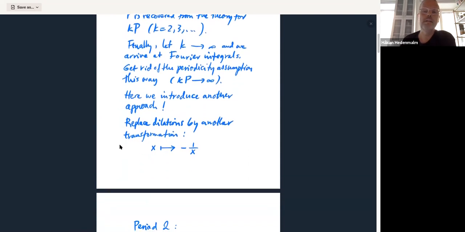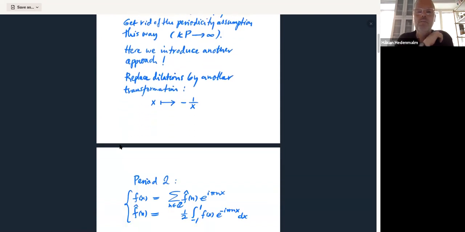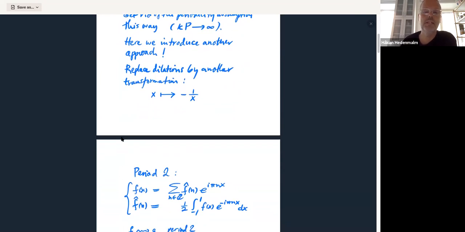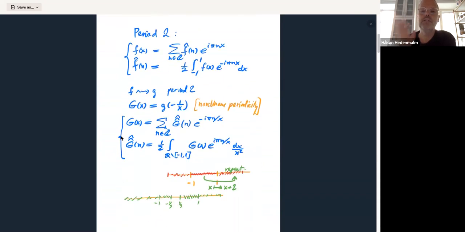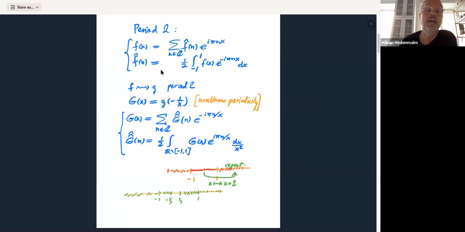And then we replace working with the dilatations, so dilations, by another transformation. We do x maps to -1 over x on the real line. Okay, now, with respect to periodicity, we fix the period to be equal to 2. Okay, so P is now 2. And then we have the standard Fourier inversion. If you have a periodic function, it's as I said before.